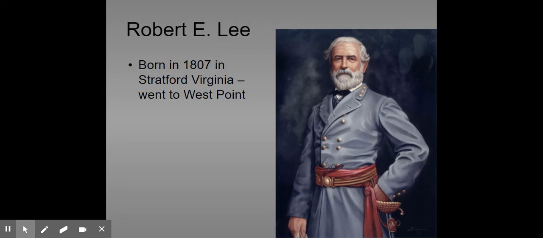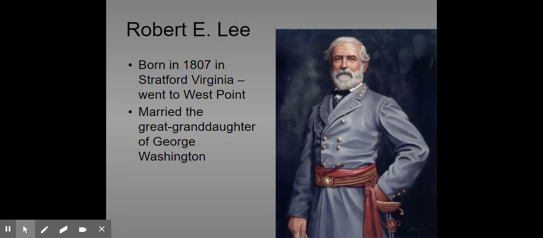He also has an interesting connection to George Washington. He married the step great granddaughter of George Washington, Mary Custis. Mary Custis's dad, George Washington Parke Custis, was George Washington's adopted grandson. Washington had no children. When he married Martha, he adopted Martha's children from her previous marriage. So Washington had no legitimate children of his own. He had stepchildren. So Lee marries Mary Custis, who is the step great granddaughter of George Washington.